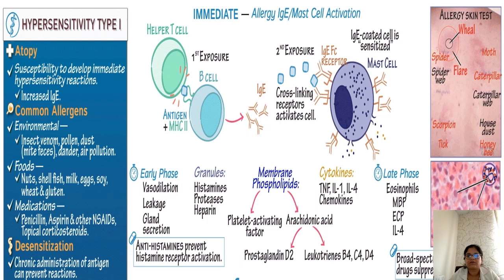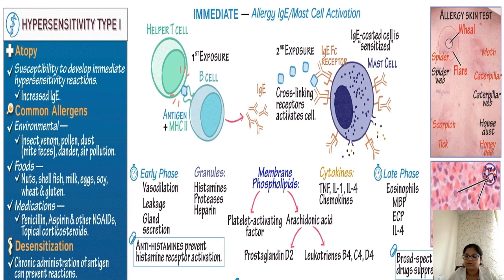Then afterwards, the same thing. The pathophysiology is first exposure and second exposure, where you have the degranulation releasing early phase mediators and late phase mediators. And all these: vasodilatation, leakage, gland secretion, histamine production, proteases. Whereas in the late phase, you have cytokines and chemokines released, and eosinophils will be recruited to the site of action. Okay. And the wheal and flare reaction, as you all know, is the allergy skin test.